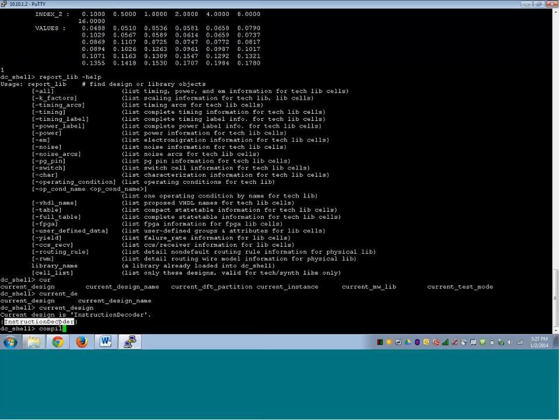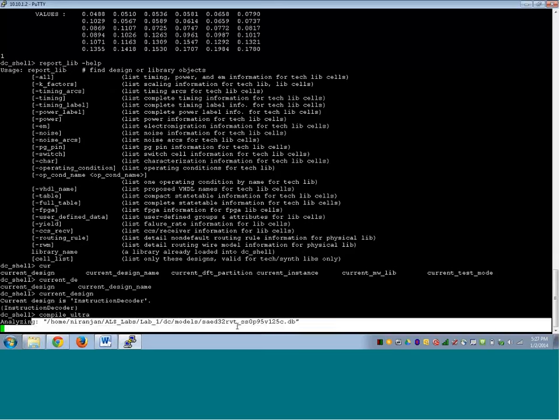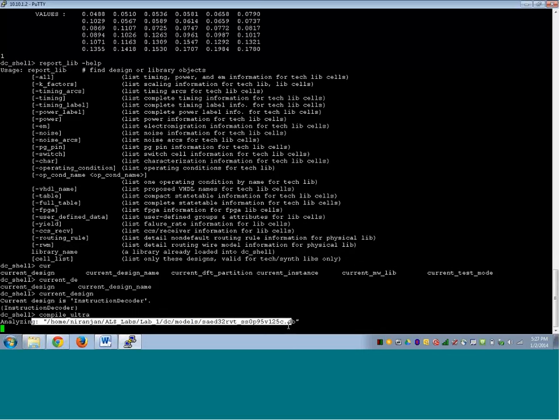Let's see. I'll just give a compile command. I haven't defined any timing constraint, any area constraints, or any environment constraint, but still let's see what happens if I give compile ultra. Since it's the first time we are running compile, it will load up the standard cell library and do some analysis. It says analyzing this, and it takes some amount of time. The bigger the library is, the longer it takes.